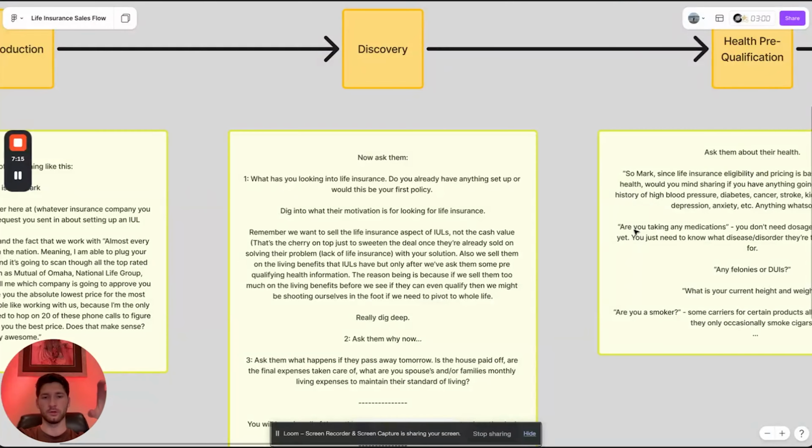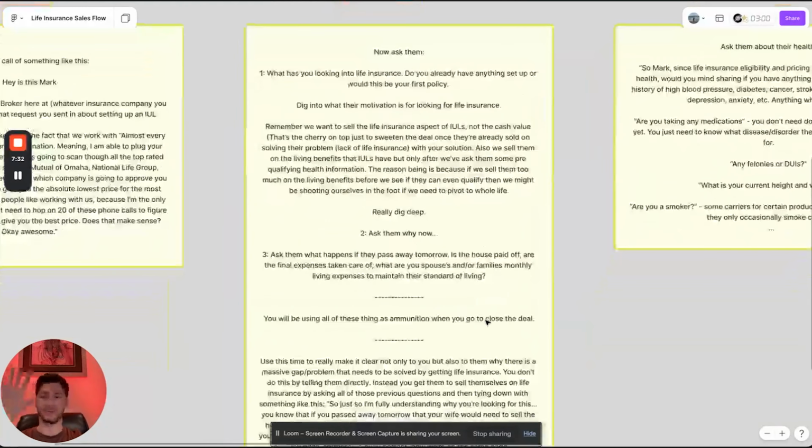And it's very important we do this before quoting them, before explaining too deep. We really need to figure out what they can probably qualify for. And for this to really work, you guys need to study the underwriting guides so you know for each carrier what are typically big knockout problems, okay? So like I said, really dig deep here. This is very, very important.